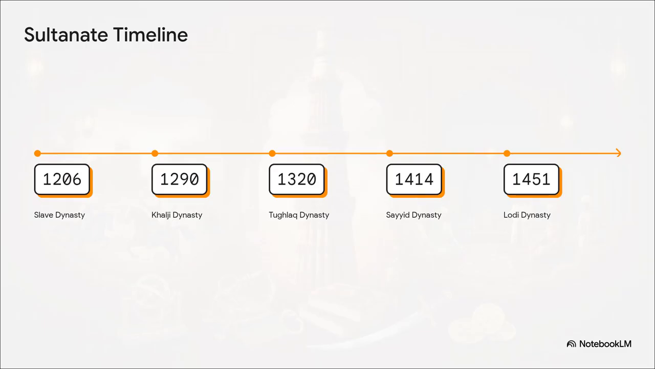Just think about the sheer scale of this era. Over 3 centuries, power violently shifted hands across 5 distinct dynasties, and every single one of them, from the Slaves all the way to the Lodis, left a permanent scar and an incredible structural footprint on the map of India.